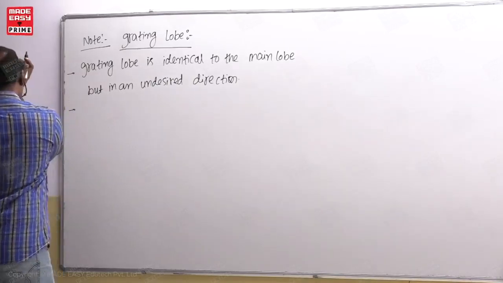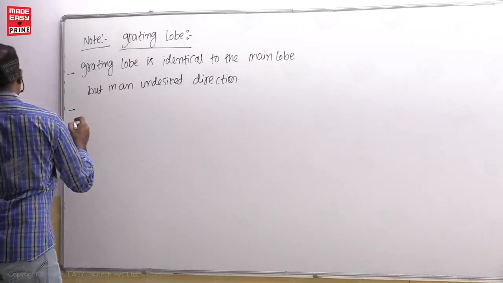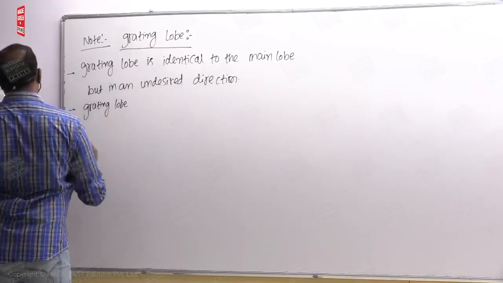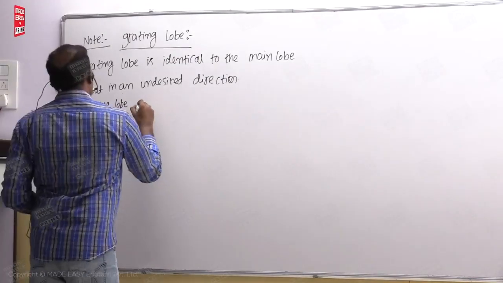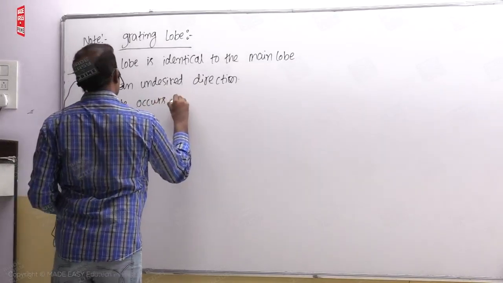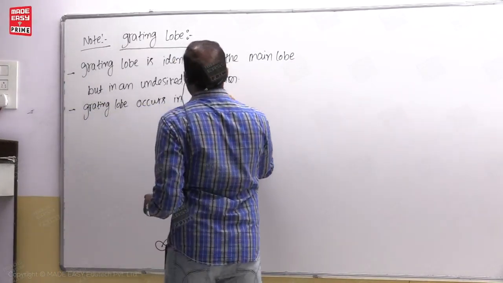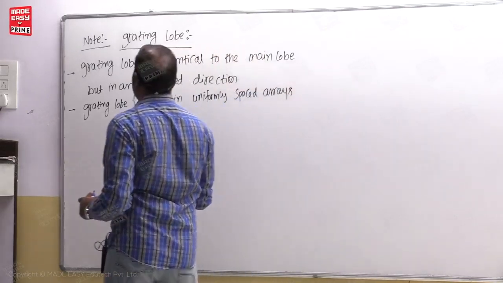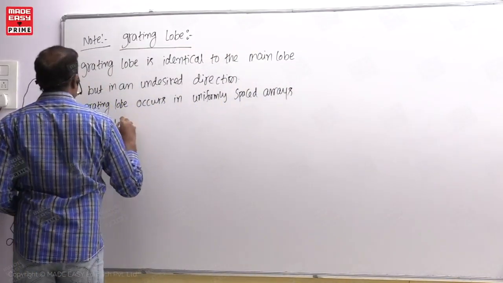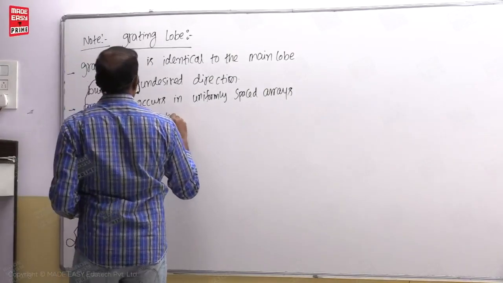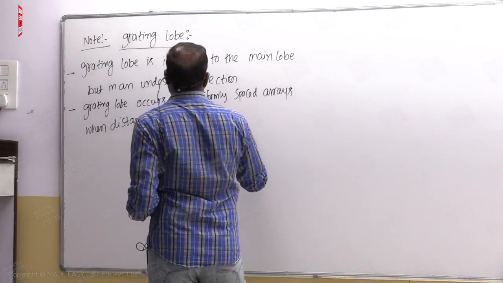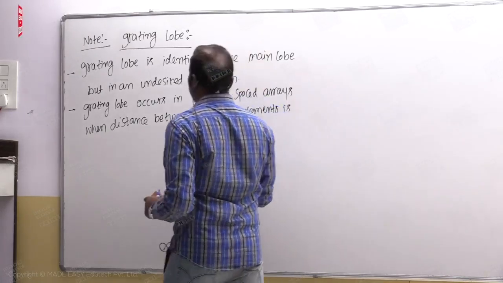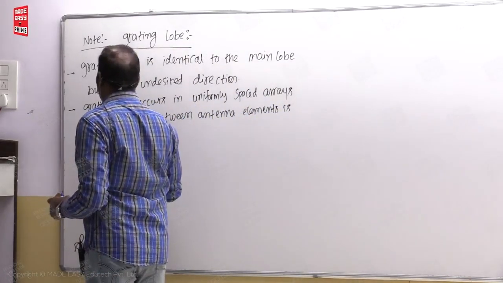Here I am writing the reason. Grating lobe occurs in uniformly spaced arrays when the distance between antenna elements is very high. Actually, now what happens, student?